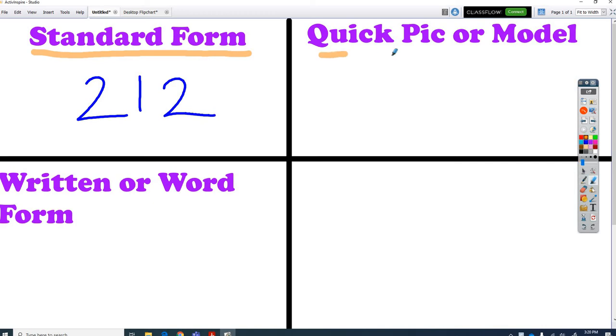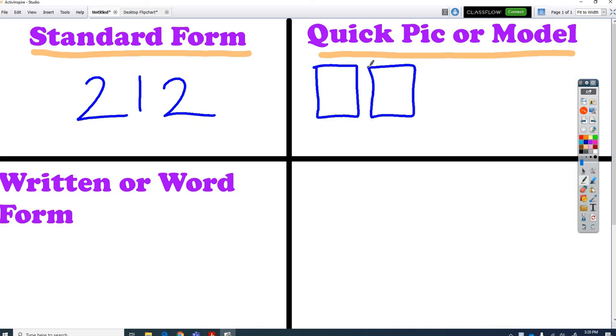Well, we also had quick pictures or models, and when we have a quick picture or a model, that's when we draw those blocks. So 212 would need two hundreds, because look, see, two hundreds. It would need 10, and then two little ones blocks. And this shows 200, 10, 11, 12, 212.